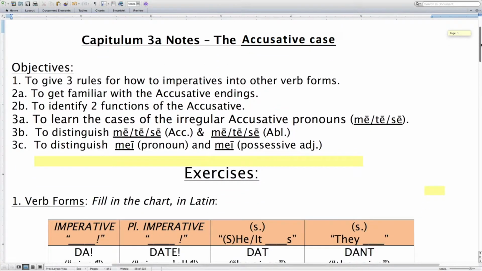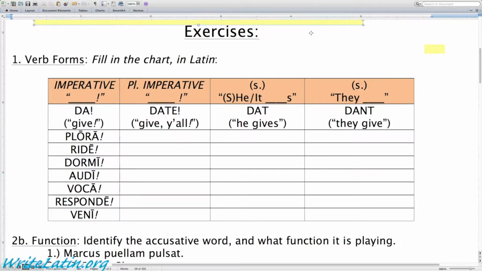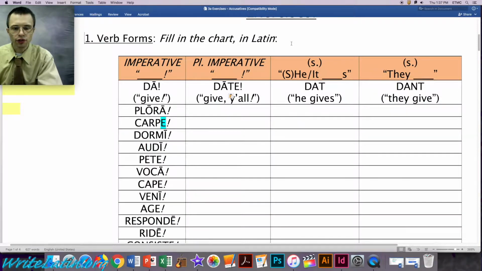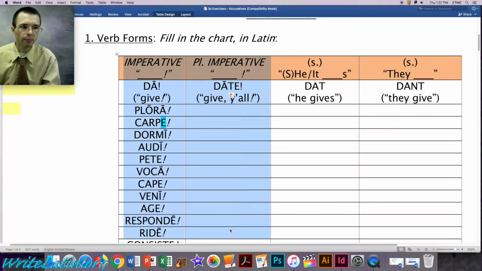Objective 1. To give 3 rules for how to turn imperatives into other verb forms. Okay, 3 rules to turn imperatives into other verb forms. All right, here you see a chart of all the verb forms that we know so far. And in the left 2 columns, there's what is called the imperative. That is the command form.